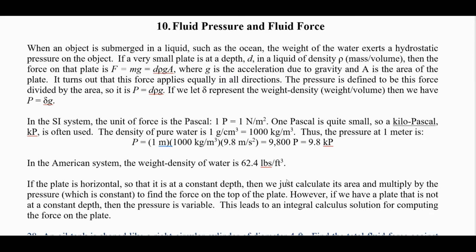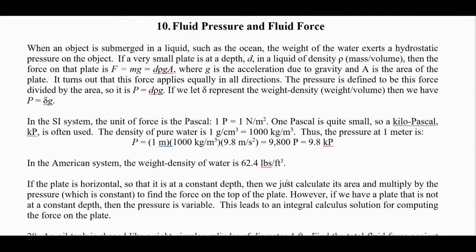Well, in this video, we're going to talk a little bit about fluid pressure and fluid force. When an object is submerged in liquid, such as the ocean, the weight of the water exerts a hydrostatic pressure on the object.